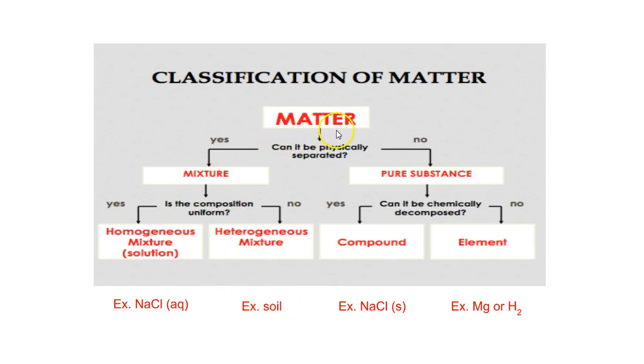If we classify matter and say that it is not physically able to be separated, we would call it a pure substance. And there are two types of pure substances. We have an element, which cannot be chemically broken down. The word decompose means broken down. An example would be Mg, or a diatomic element like H2. If it can be chemically broken apart or decomposed, we call that a compound, which is two or more elements that are chemically combined. In this example, if we have sodium chloride as a solid, we can chemically decompose it by breaking it apart into sodium and chlorine, breaking it back down into its individual elements.